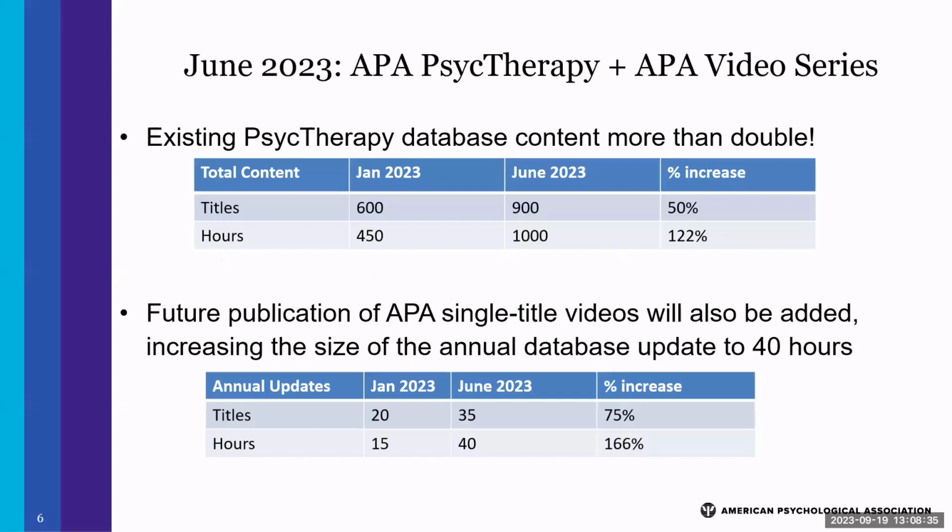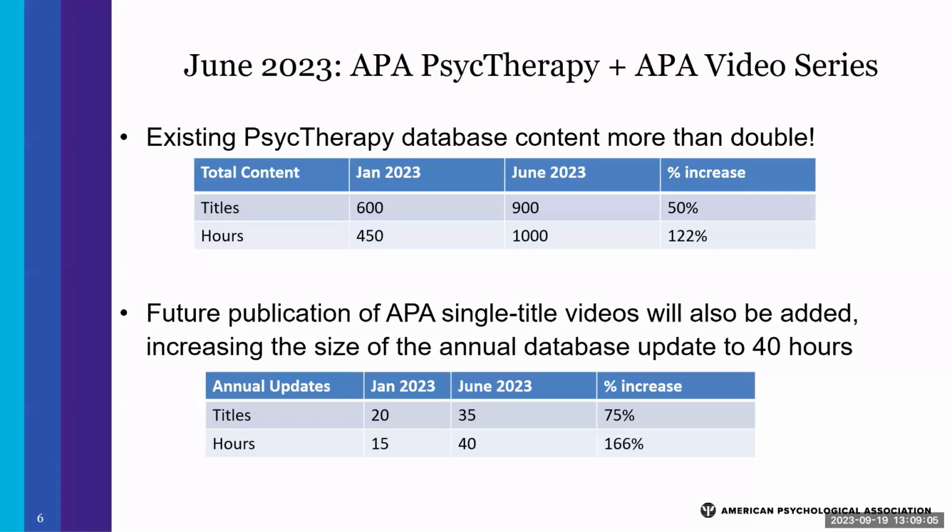This is that same info in a more graph form for anyone who's a little more number inclined, the database we had at the start of this calendar year, how it changed in June, how much of an increase that is. And of course, now that the APA video series is being released to DVD and also to APA PsycTherapy, this means that every PsycTherapy content edition, henceforward, will also be bigger.